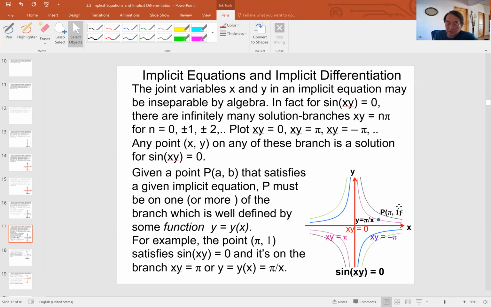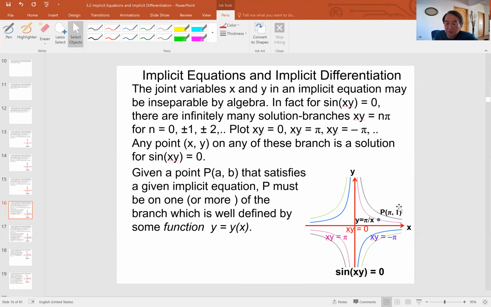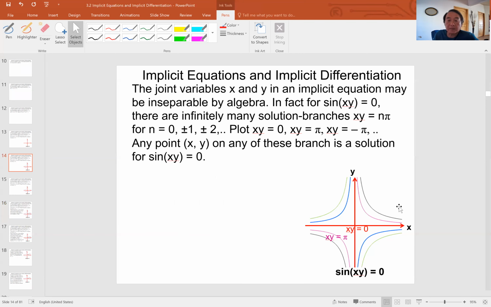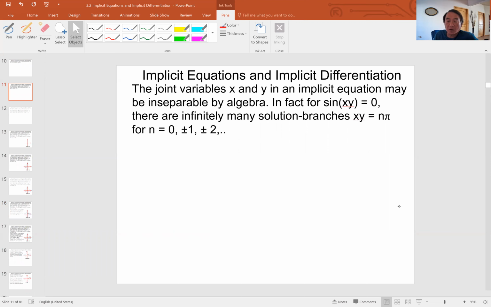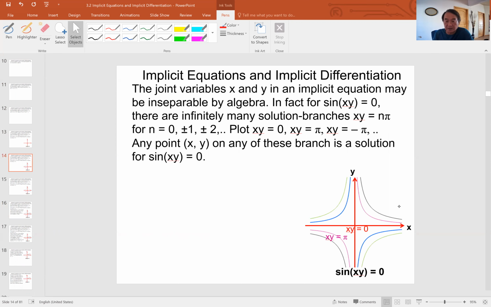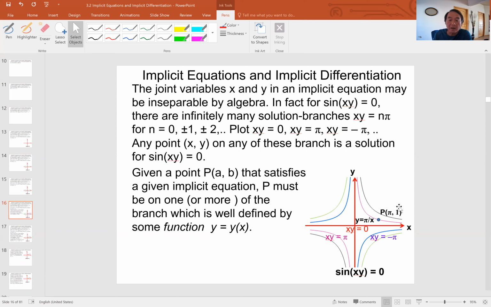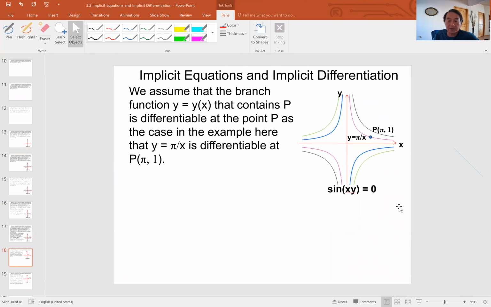Now, of course, we can first solve for these equations, and starting from the very beginning say the point (pi, 1) sits on this specific equation y equals pi over x. So we use that particular equation to take the derivatives and so on. But that's very laborious, because we first have to locate where it is and solve into a function form to take derivatives. That's not an easy task.